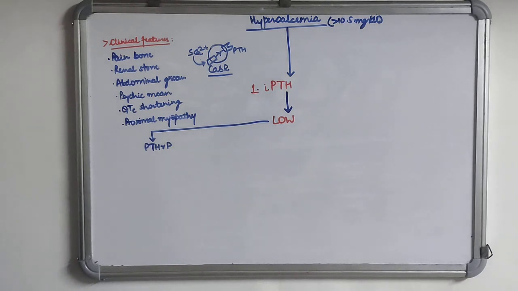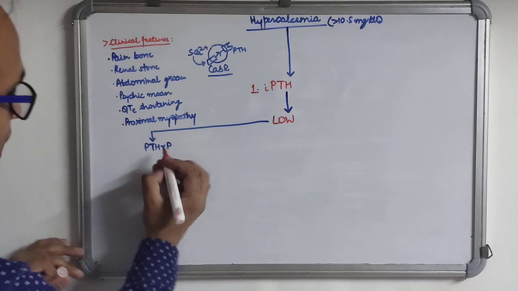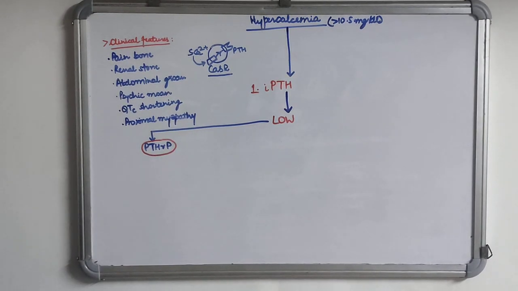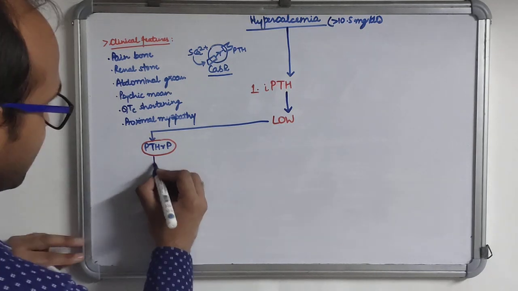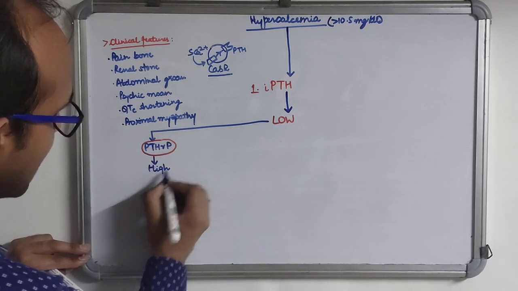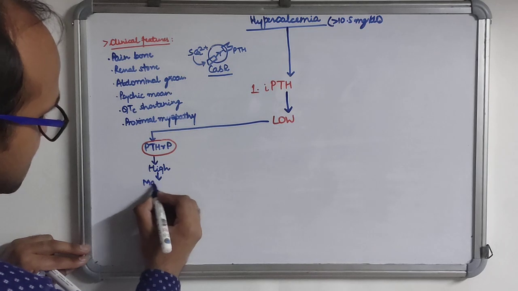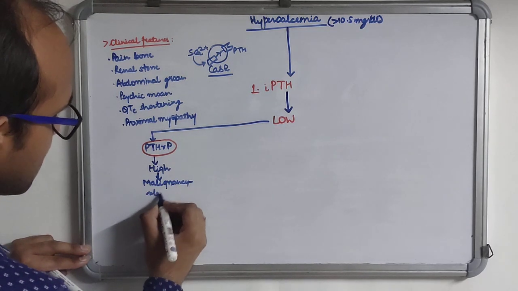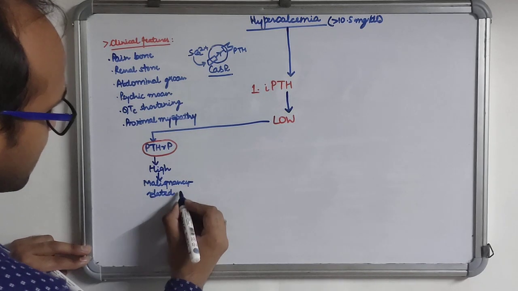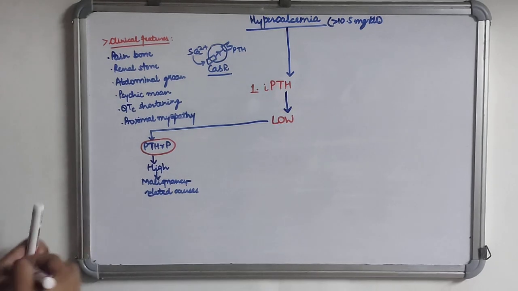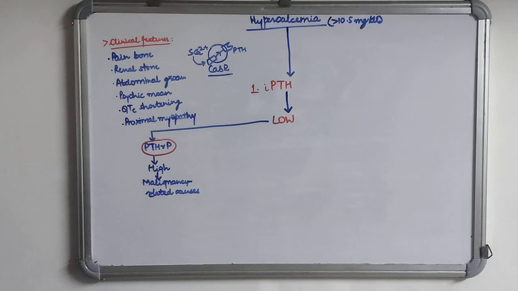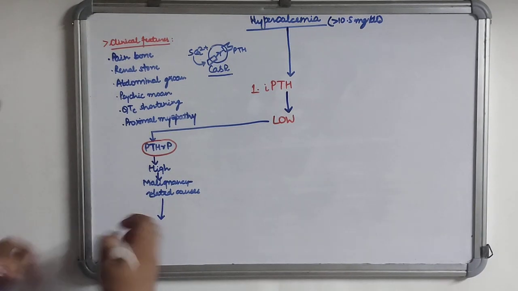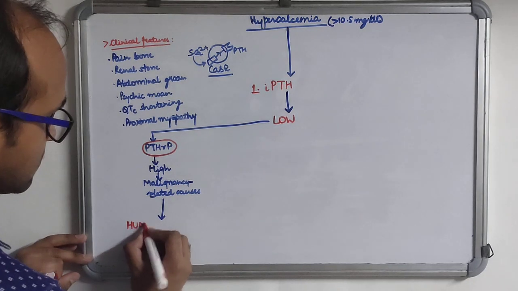So the next thing to do is assess PTH related peptide levels. And if it is high, you should think of malignancy related causes. Strictly speaking, you should think of humoral hypercalcemia of malignancy.